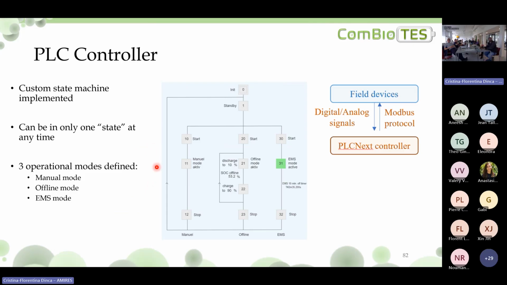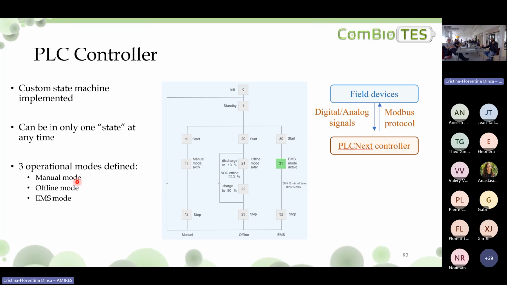And in the controller, we implemented a state machine which allows us at any time to be in one operation mode. And these operation modes are predefined, and there are safety conditions that do not allow the different modes to be operated out of those safety constraints.